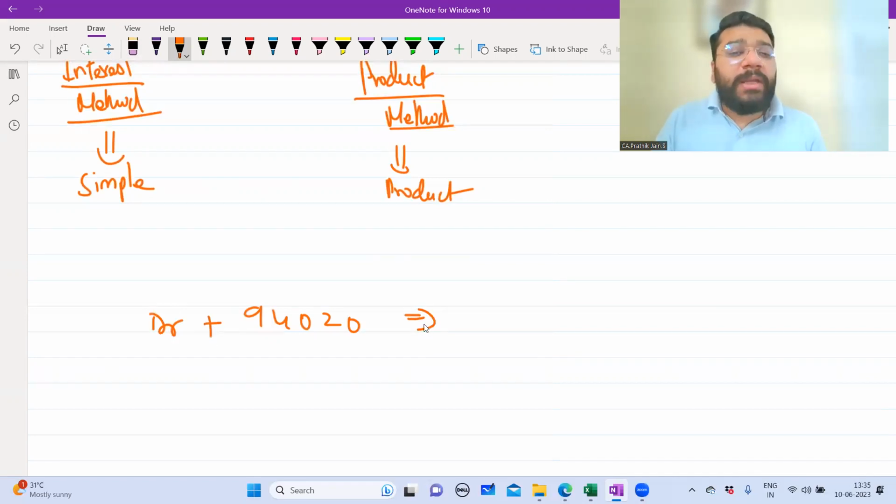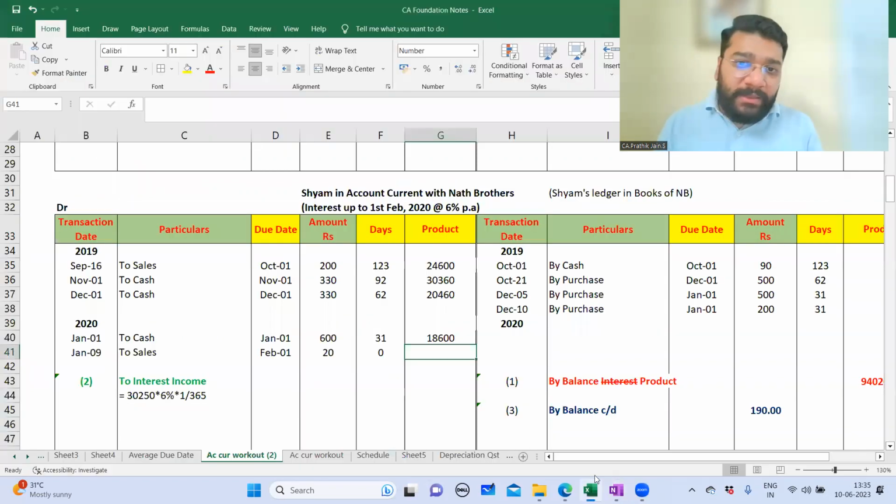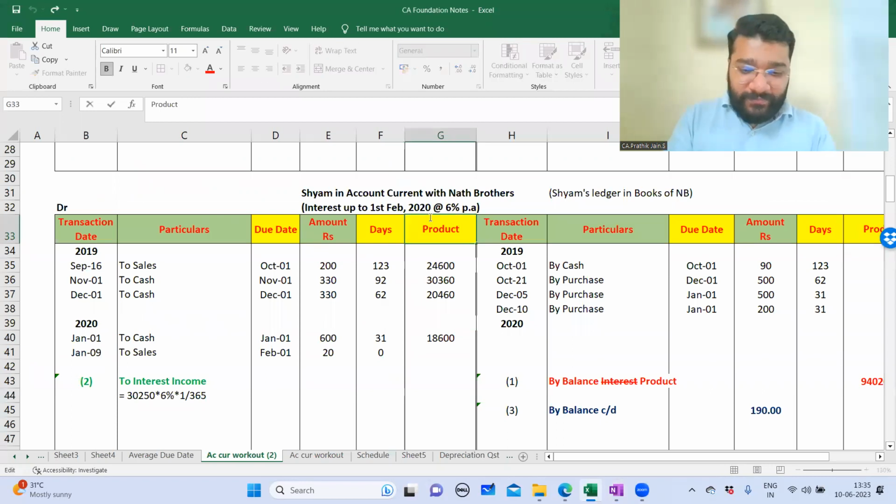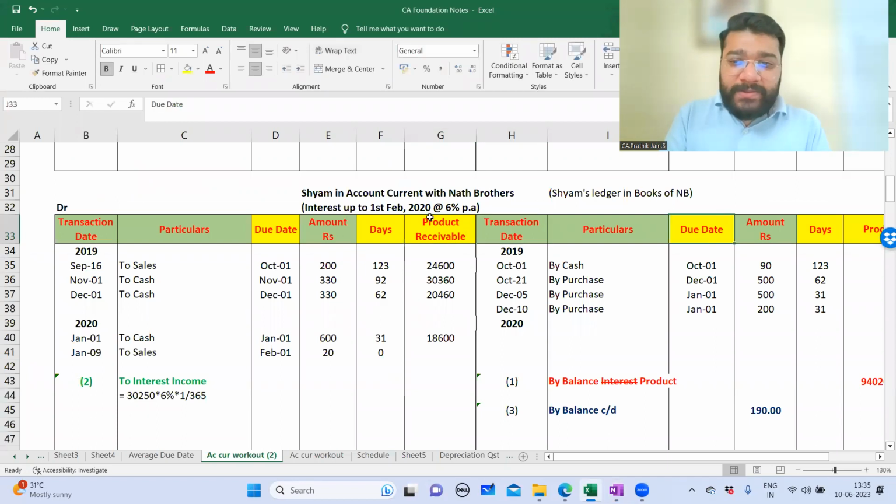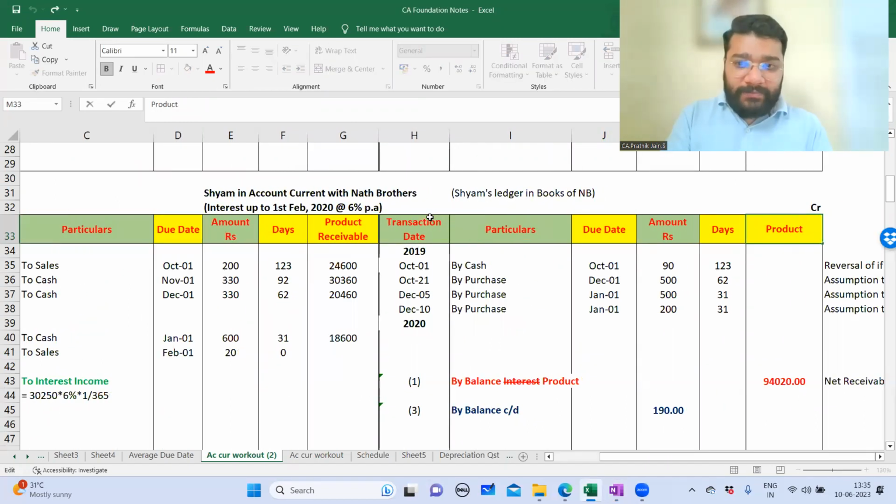So this is product receivable or payable? This is product payable. Debit side. Debit side was interest receivable or payable? This is the product receivable. So product receivable. Guys, here do one thing. I cannot trust you. Write product receivable here. Product receivable. Product payable. Okay.